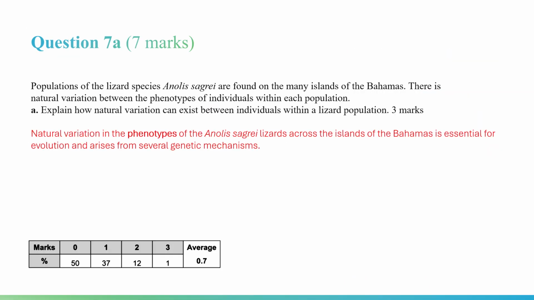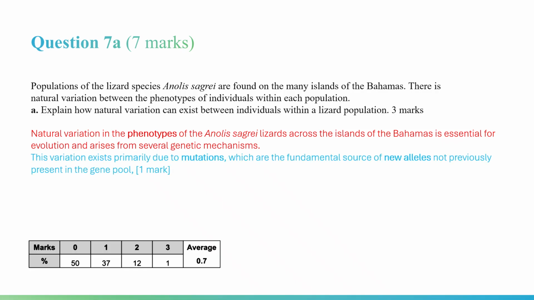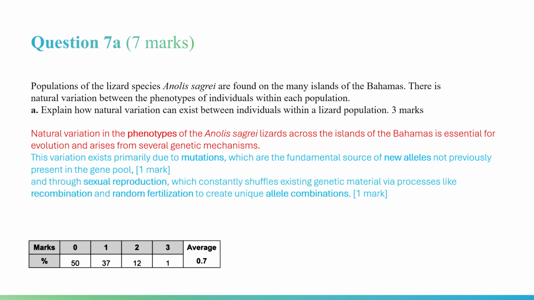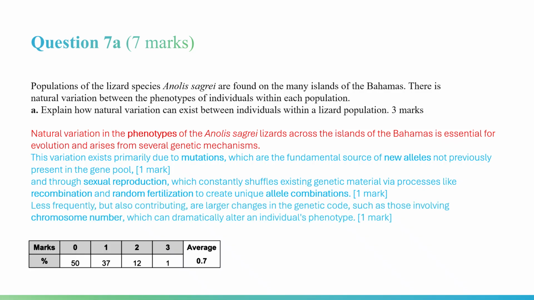Natural variation in the phenotypes of the A. sagrei lizards across the islands of the Bahamas is essential for evolution and arises from several genetic mechanisms. This variation exists primarily due to mutations, which are the fundamental source of new alleles not previously present in the gene pool, and through sexual reproduction, which constantly shuffles existing genetic material via processes like recombination and random fertilization to create unique allele combinations. Less frequently, but also contributing, are larger changes in the genetic code, such as those involving chromosome number, which can dramatically alter an individual's phenotype.